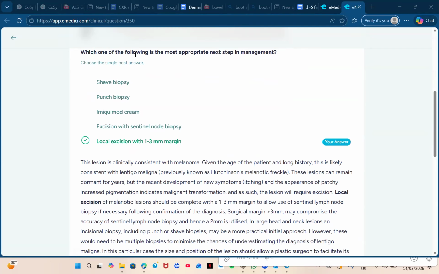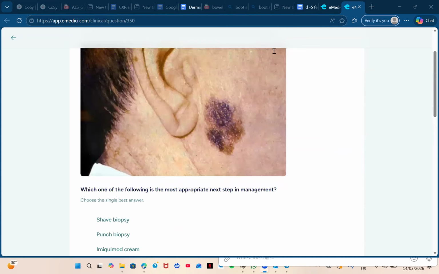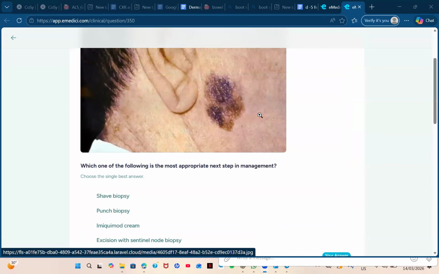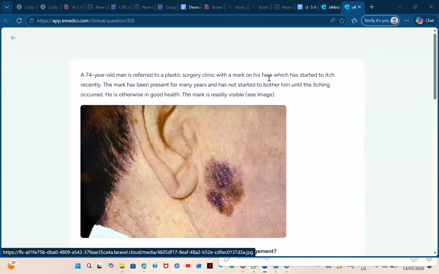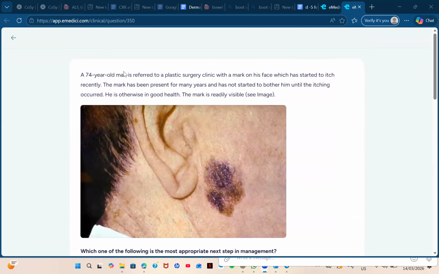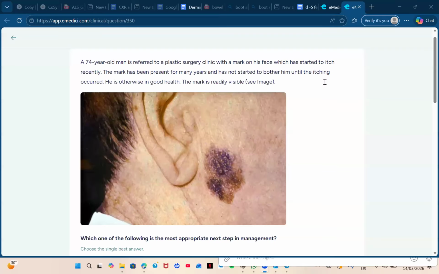Because it is not enough, we have to go with the 1 to 3 millimeter margin. Doctor, this area is not near the cheek, so in this area we can do it. And here the lesion has also converted to malignant. Why? Itching is a new symptom. Itching has recently occurred, so we have to excise this one.